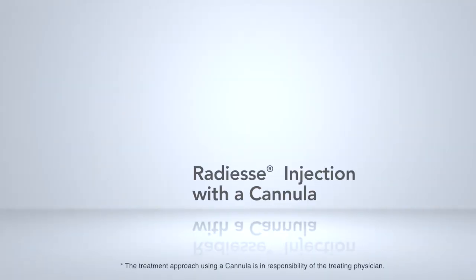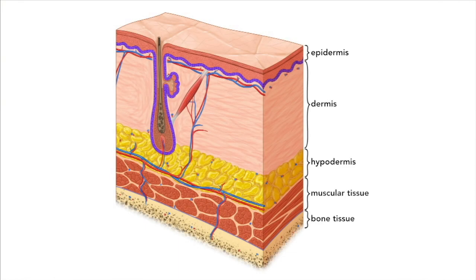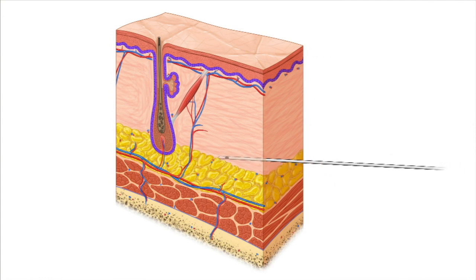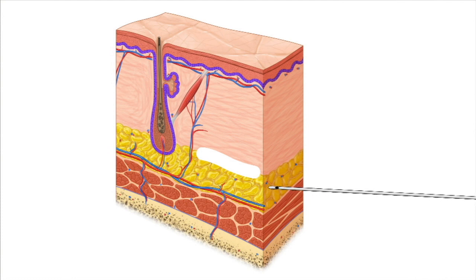Radiesse injection with a cannula. Radiesse is injected with any cannula with a caliber greater than or equal to 27 gauge by a linear retrotracing injection process. The injector makes a pre-hole using a needle. This pre-hole reaches the dermis-hypodermis junction, which will be used to insert the cannula.